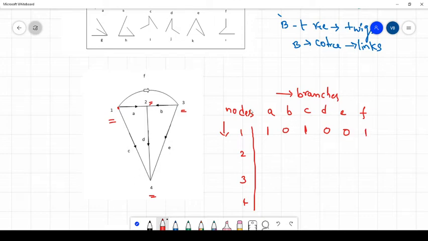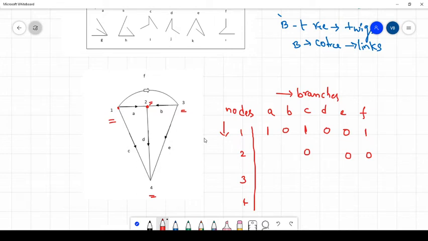After that, 2. You observe here node 2. Only 3 branches are connected. What are the 3 branches? A, B as well as D. So depending upon the direction, we will get +1 or -1. What branches are not connected to node 2? C is not connected, E is also not connected, F is also not connected. So place those values as 0.